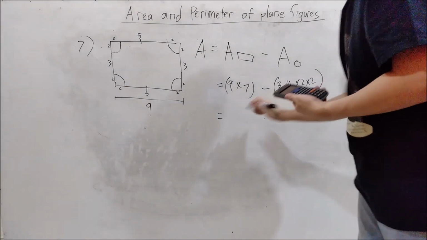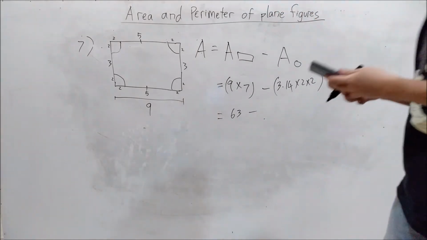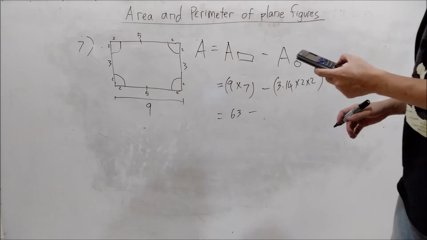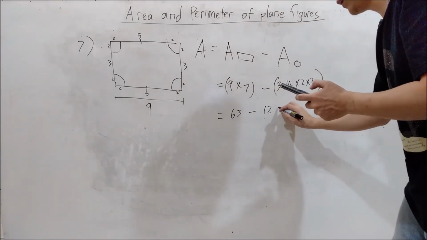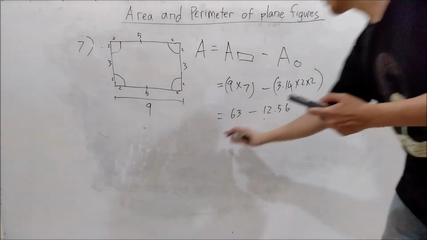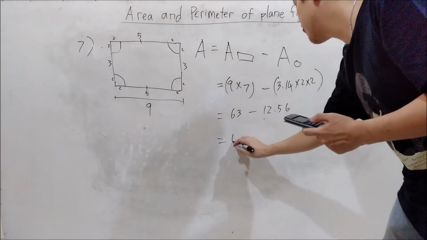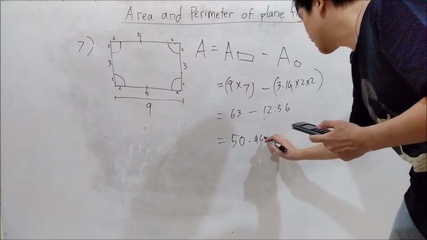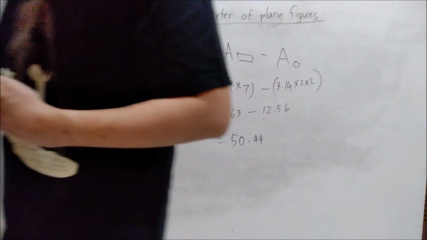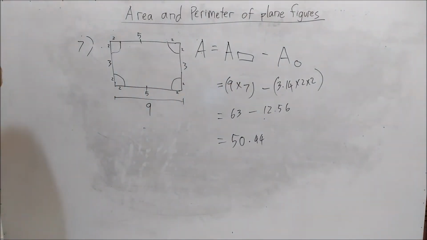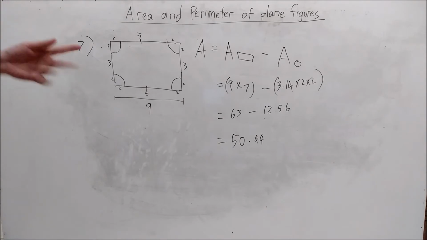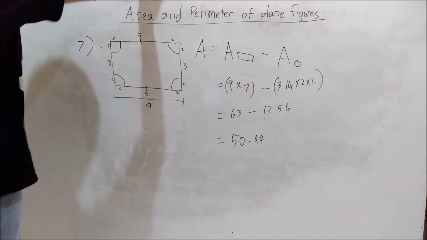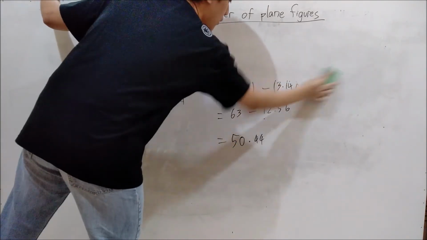This will give us 63 minus 3.14 times 4, which is 12.56. So when you minus it, it will give you 50.44, or 50.4 for the area of this figure. That's how you do number 7. Let's move on with number 8.